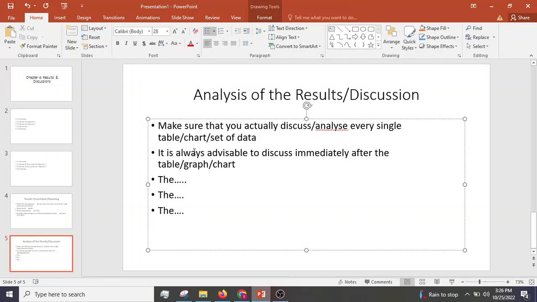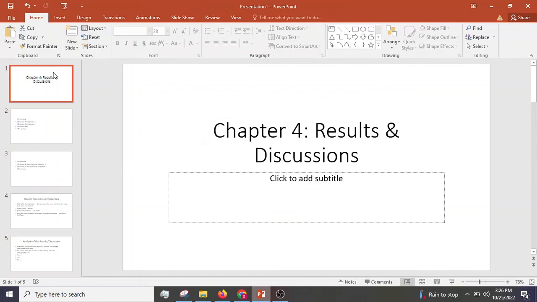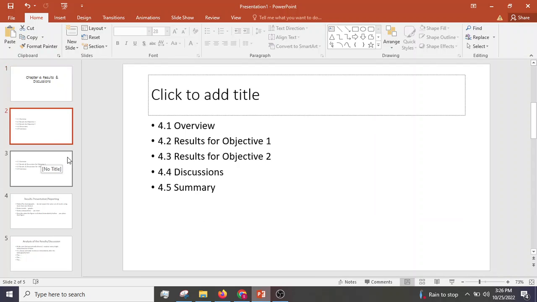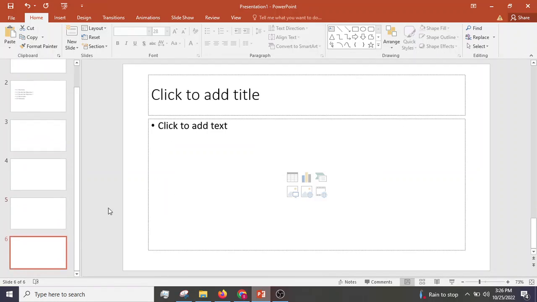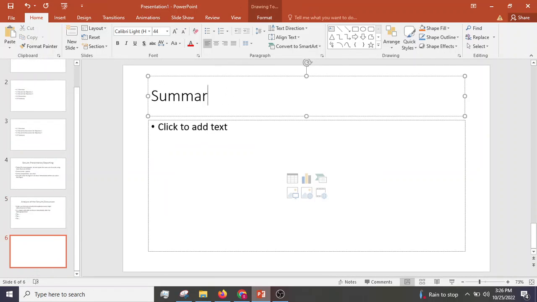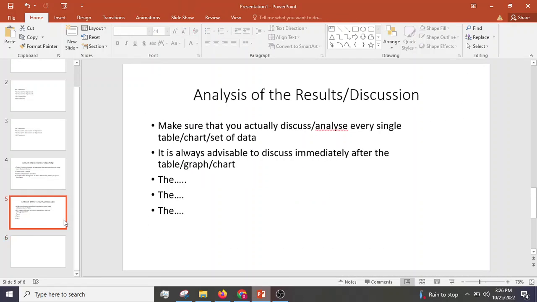So these are just some of the pointers that I want to highlight for chapter 4, which is on results and discussions. Mainly the key point here is you want to make use of this chapter to show your deliverables, the results that you get for each of the objectives. And again, you can end it with a summary, just to recap what has been discussed.